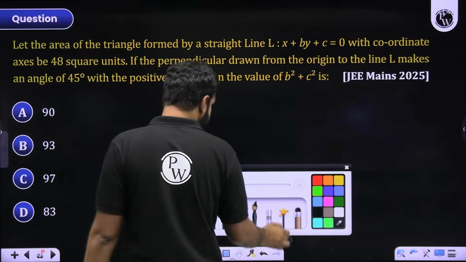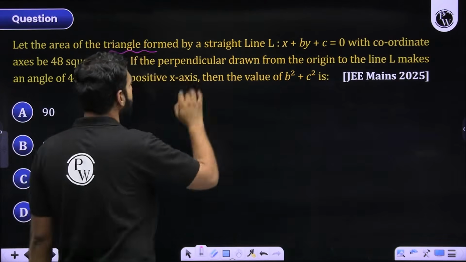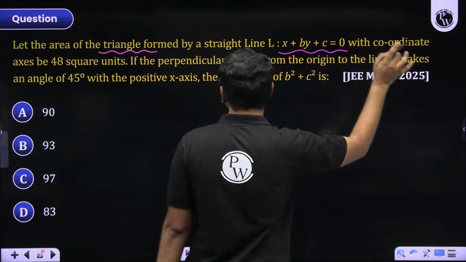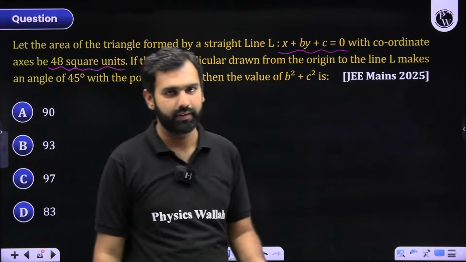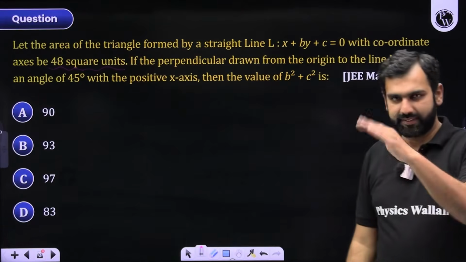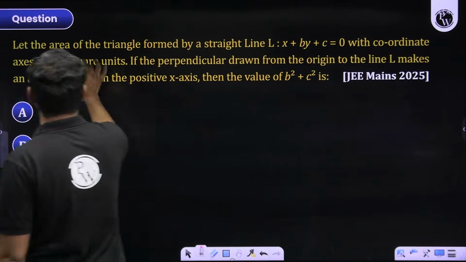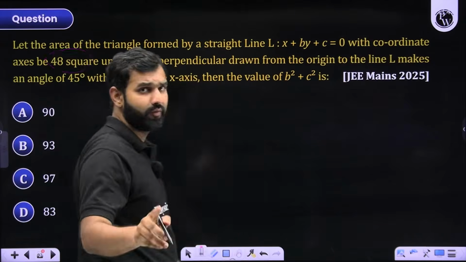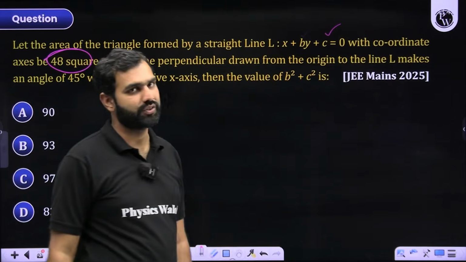What does it say? Let's look at the question first of all. It says the area of the triangle formed by a straight line with the coordinate axes is 48 square units. So there is a straight line, and this straight line makes a triangle with the coordinate axes, x-axis and y-axis, and that triangle's area is given to be 48. Brilliant, that's great. But the problem with this straight line is that the coefficient of y and the constant term are not given.